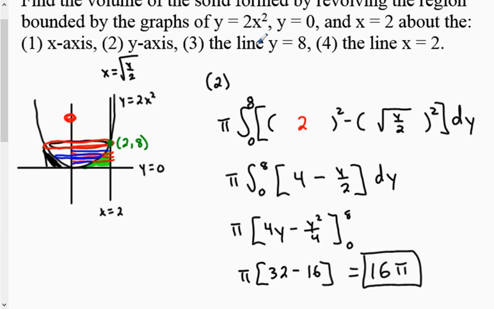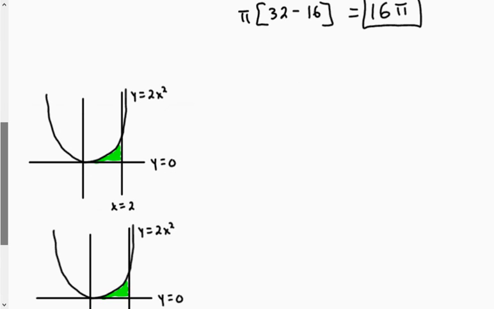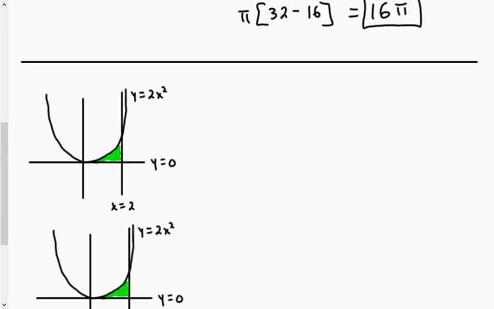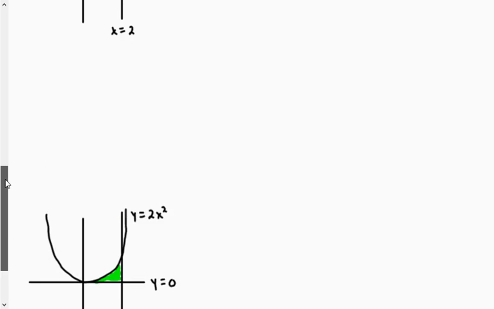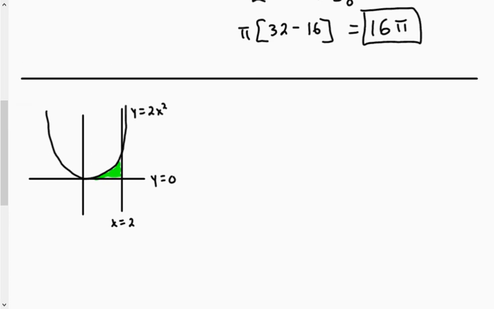Now, for part 3, we're going to do about the line y equals 8. So that's going to make even a different shape. So the line y equals 8. Let's see, let's move this down, give ourselves some room. So we figured out in that last part that these intersect right here at the point (2, 8). So that tells me the line y equals 8 goes right through that point. Let's see if I move this. Come on, move up. There's the line right there. So we're going to revolve it about that line.